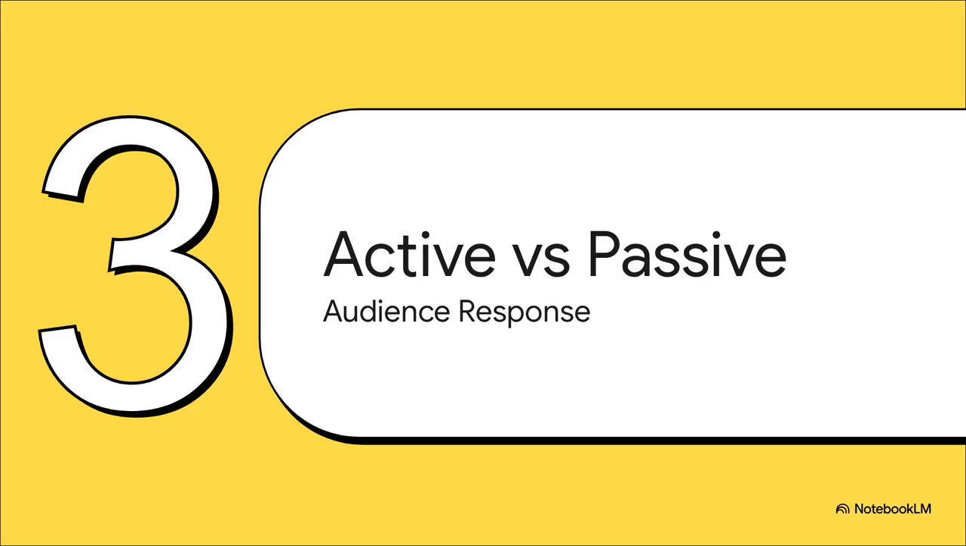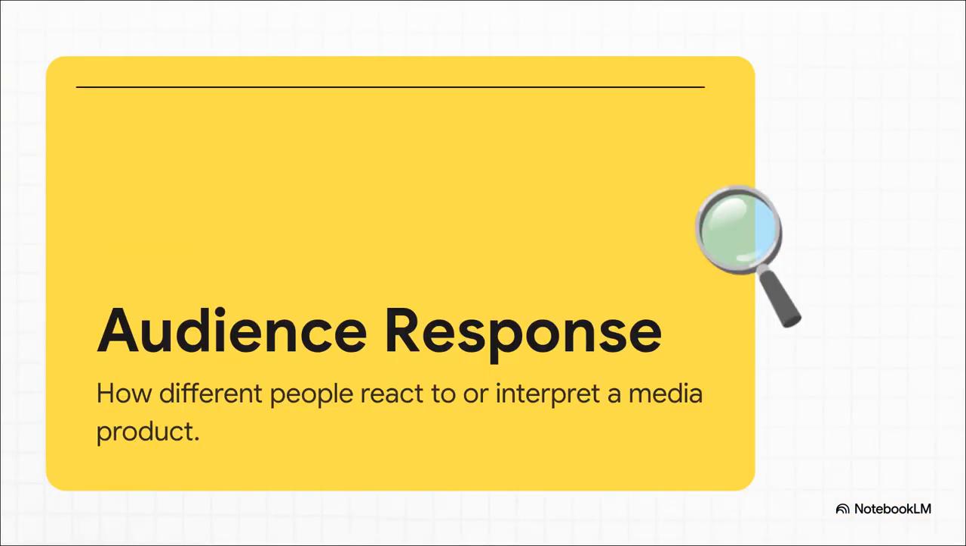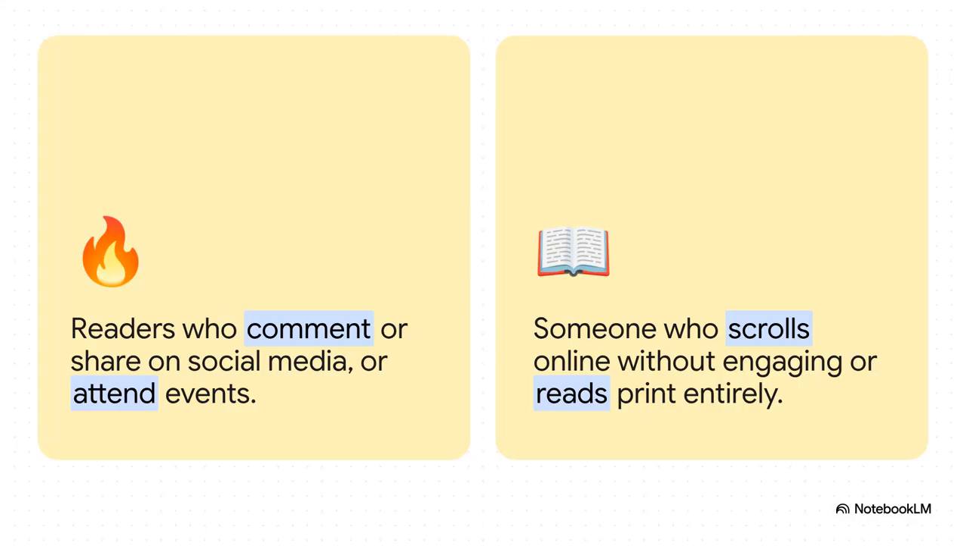Section 3. Active versus passive audiences. This brings us to audience response, which is simply defined as how different people react to or interpret a media product. And this is a massive next step, because 2 people can read the exact same article and have wildly different psychological and behavioral reactions to it. We generally categorize these behaviors into 2 camps, active and passive audiences.